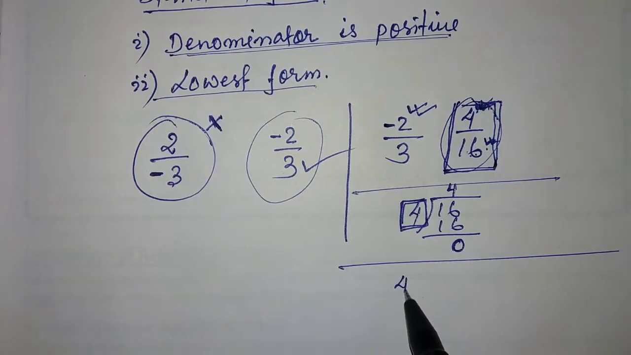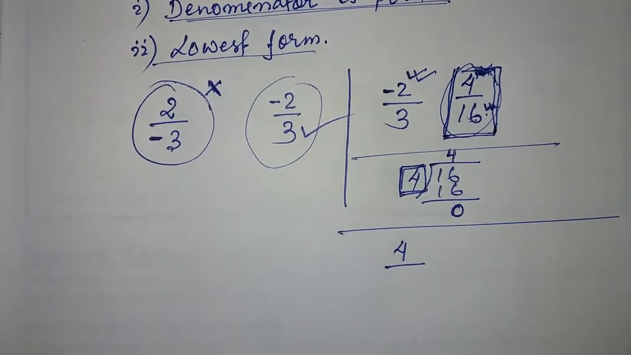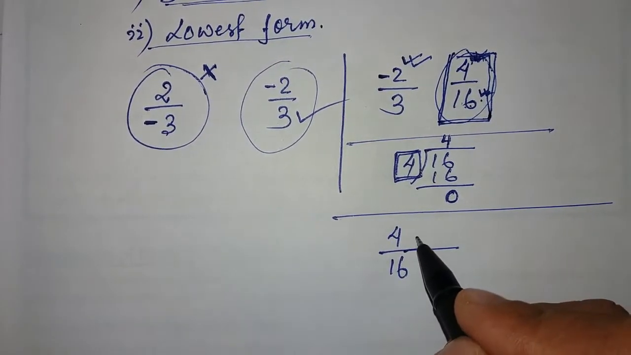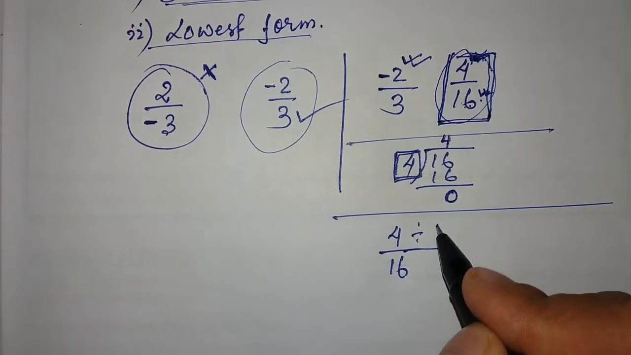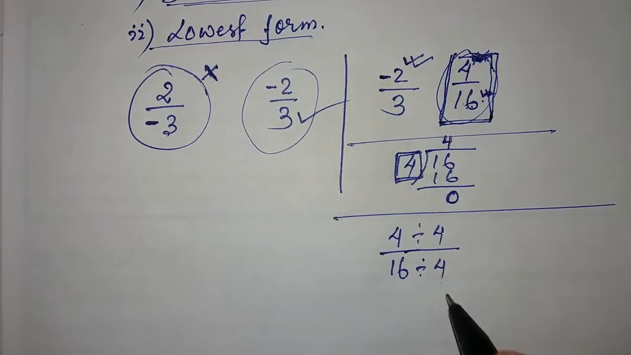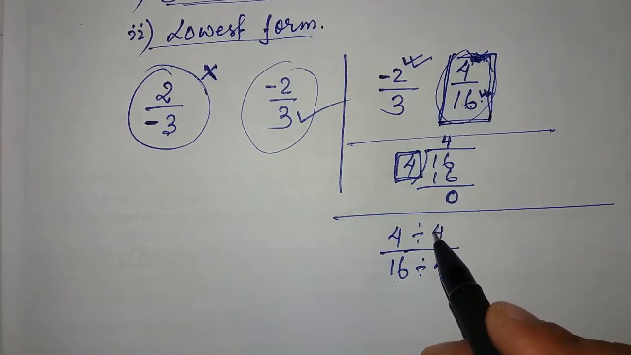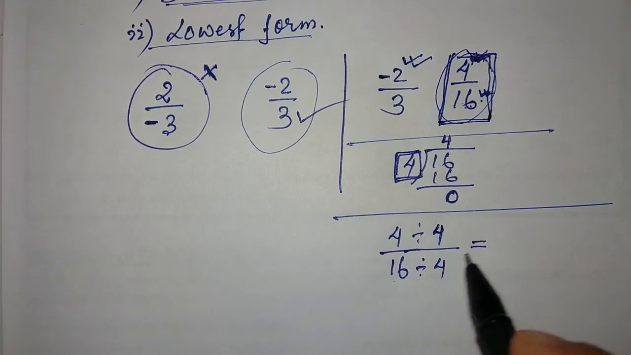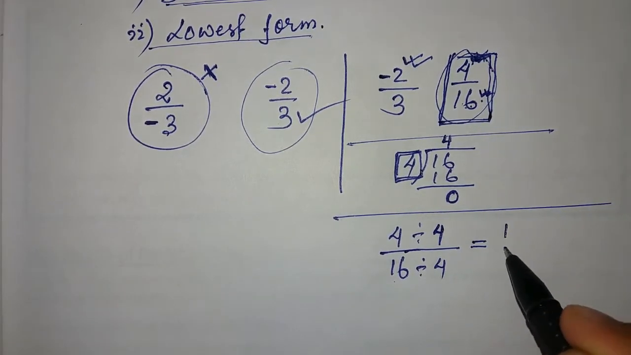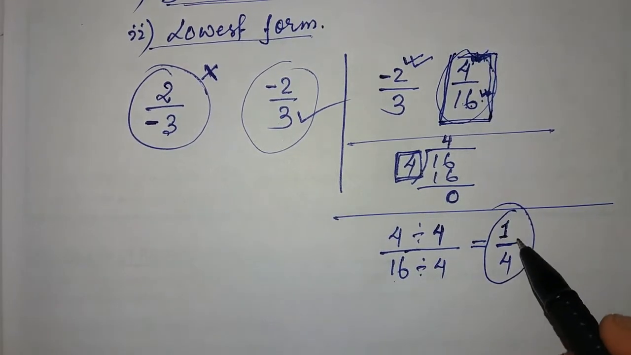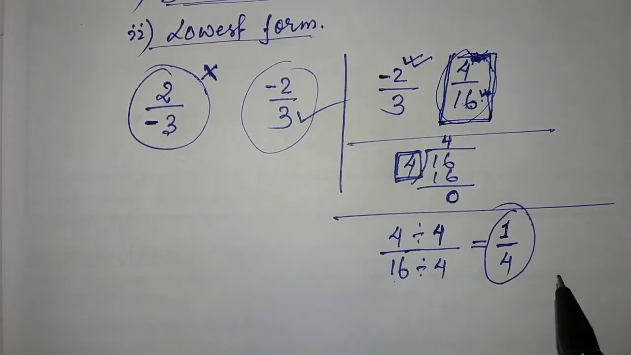To convert into standard form, you have to reduce to its lowest terms. So you divide both numerator and denominator by the HCF, which is 4. 4 divided by 4 is 1, and 16 divided by 4 is 4. Now this 1 by 4 is in standard form. There is no common divisor except 1.